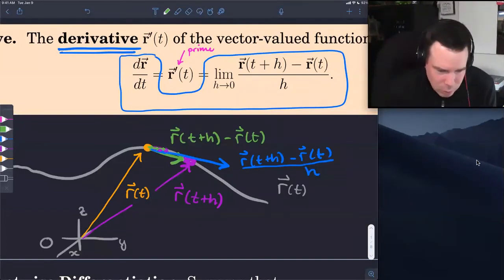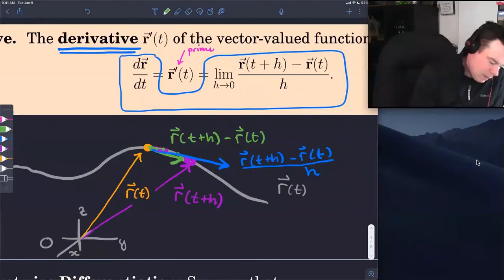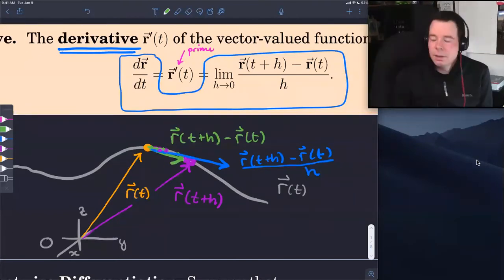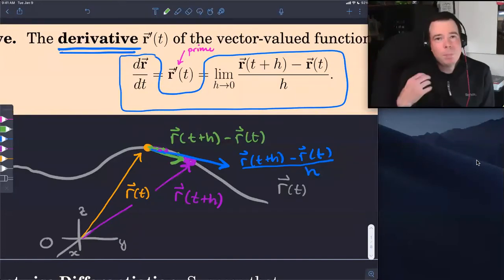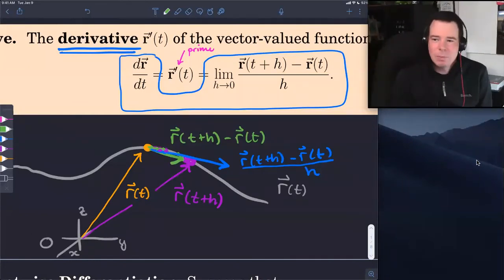So r of t is the generic gray curve, and for a specific value of t we are looking at it as the orange point. Typically we would say, what's the derivative r prime of t? Well, pick a particular t value. Normally in Calculus 1, we'd just pick an a value and ask, what's the derivative at a? You'd say x is equal to a. We could have done that here, but we're trying to construct a function. So we'll keep the t as just the arbitrary variable.